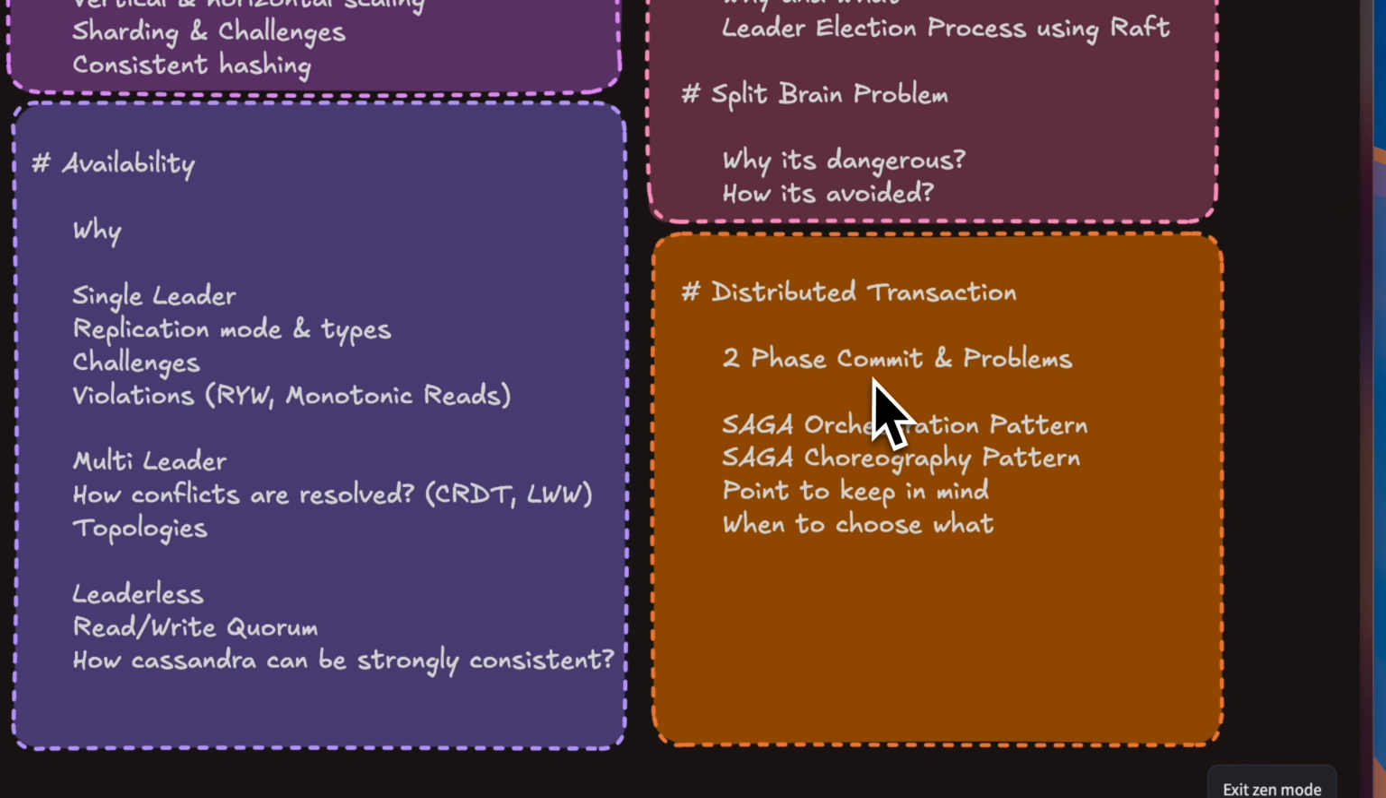Obviously that has a very serious problem, so we'll discuss that. And after two-phase commit, we'll also discuss the saga pattern. So in saga pattern, we have two types, orchestration and choreography. So we'll learn both of the types, and we'll also see some points which you need to keep in mind, like idempotency, cyclic dependency risk, etc. And finally, we'll discuss which pattern you can choose in what scenarios. Okay, like should you be choosing orchestration or should you be choosing choreography?